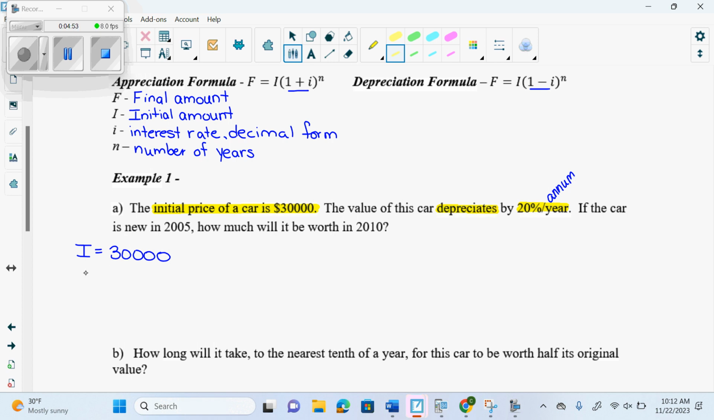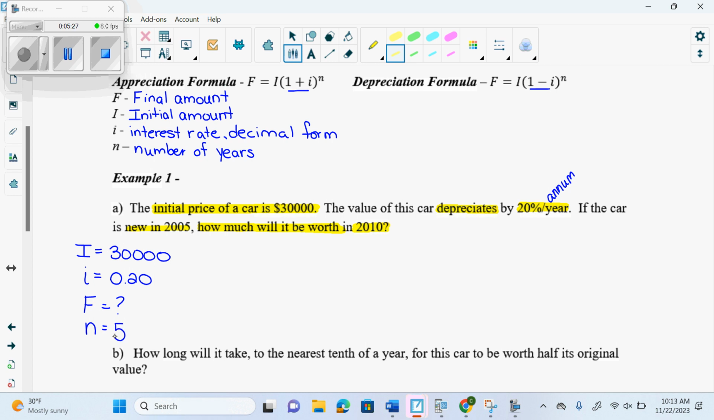So what does that give me? Little i. And what is little i going to be? 0.2. 0.20 if you so choose, so that you can see that it's actually a 20. Okay? If the car is new in 2005, how much will it be worth in 2010? So what are they asking me to find? F, the final. In 2010, what did they give me? What is that? n.